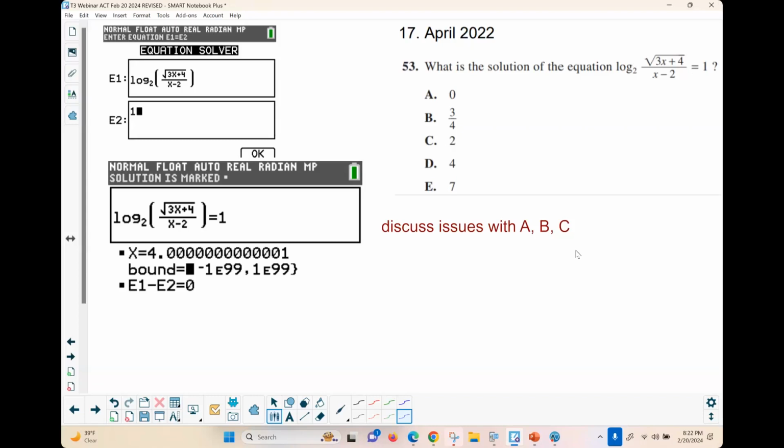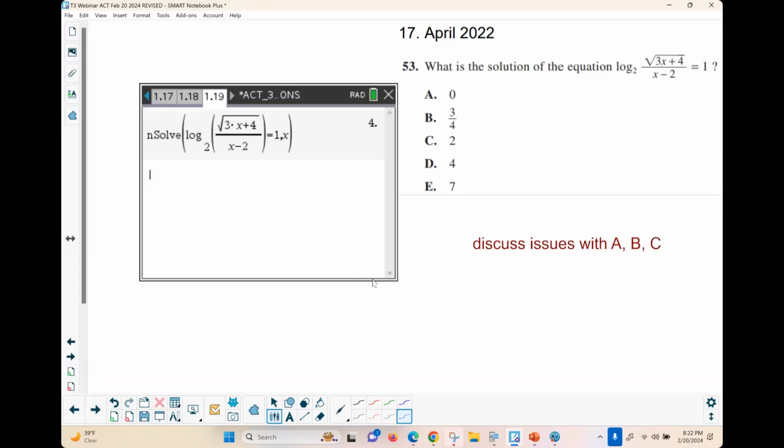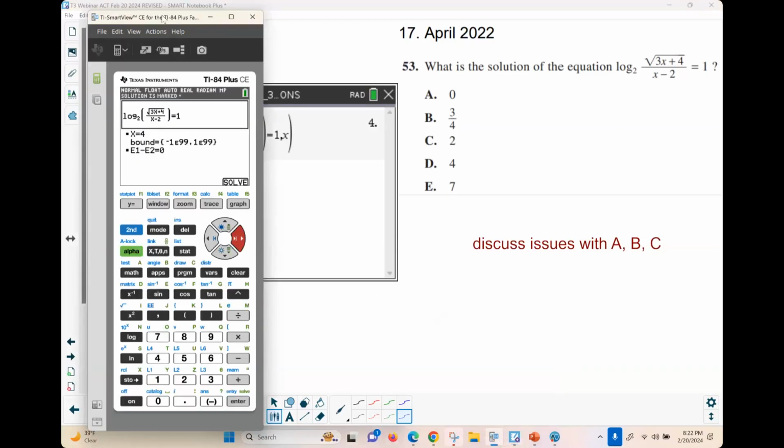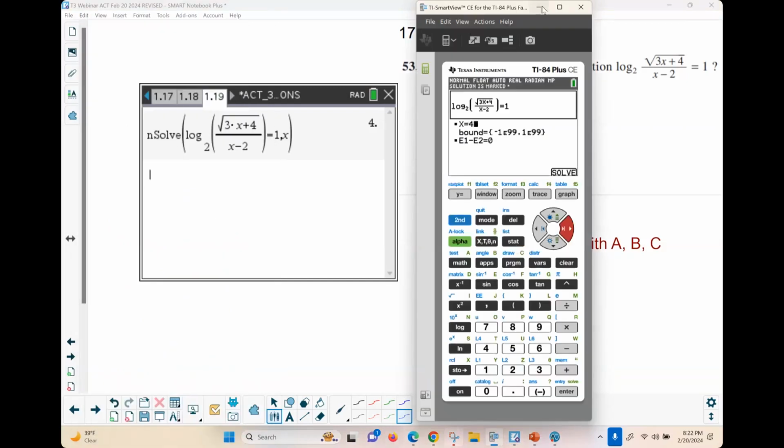Now, also, this could be done graphically. I will admit that it could be done graphically, and that would be a good one to do. As far as Nspire users, this is under numeric solve. If you're not familiar with numeric solve, let me find that for you.